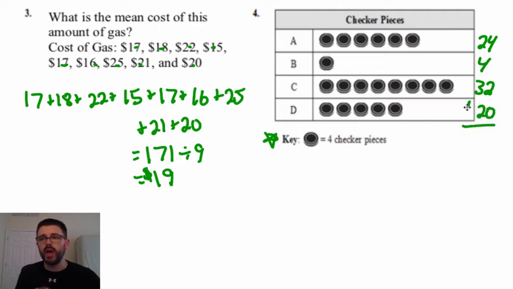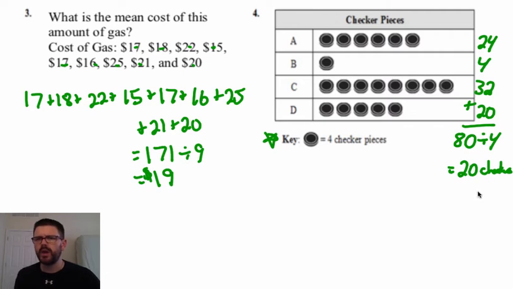So add those all up, and I get a total of 80. I'm going to divide by 4 because there are 4 sets of data, or 4 pieces, and that's going to give me an answer of 20 checkers. I swear that really does say checkers there. Okay.